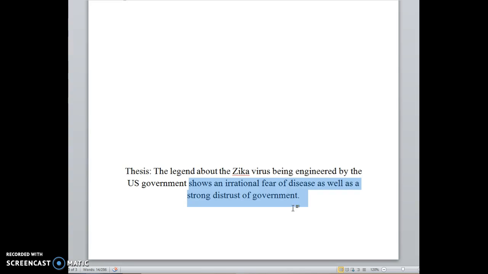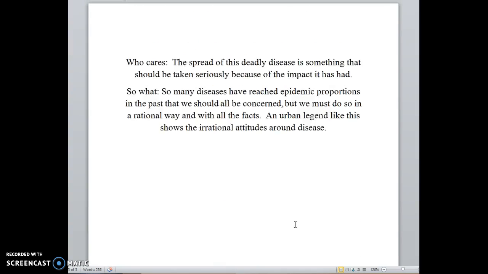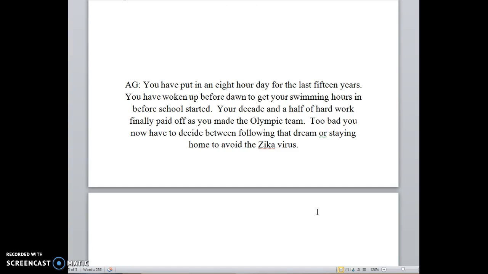So to me, this legend tells me that people have an irrational fear of disease, right? So they blow things out of proportion. But they also have a strong distrust of government if they're willing to believe that the government engineered this. So that's what we're looking for in our introduction. I would just have this be one paragraph, of course. I wouldn't have these little markers, but you blend that all together, you're going to have a solid introduction paragraph. So make sure you do that for your own. You will start your essay off pretty strongly.